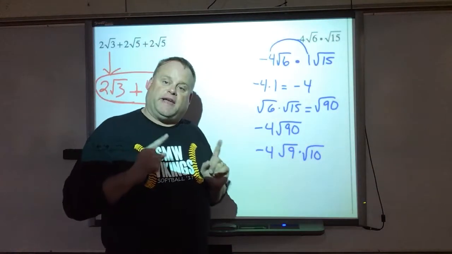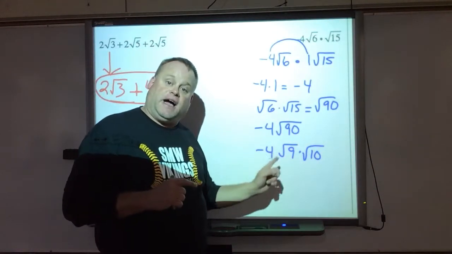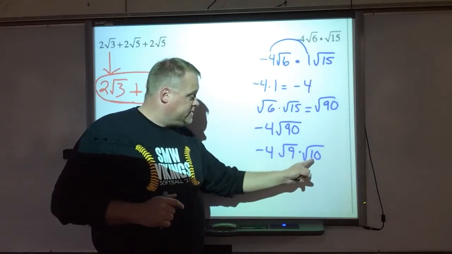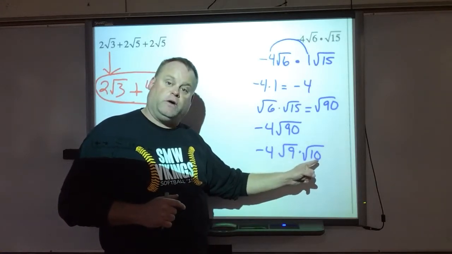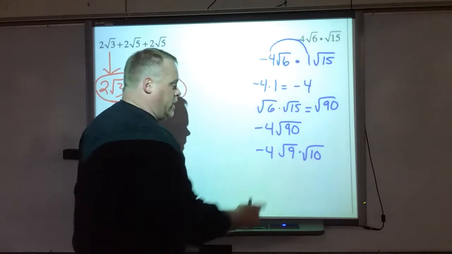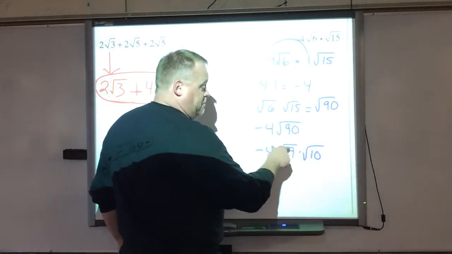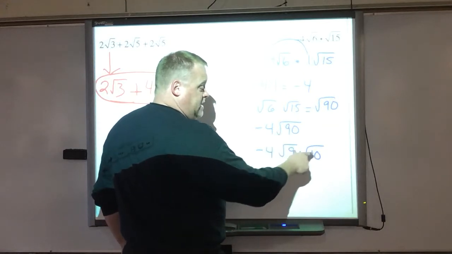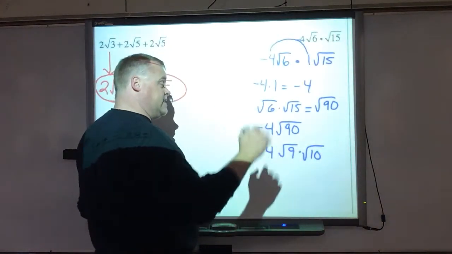Now the big question I'm going to ask myself, if I know I've done the highest perfect square, is does the 10 have a perfect square left in it as one of its factors? Well, the answer is no. So I know that this is simplified, and this is the biggest perfect square I can pull out of 90, and this is simplified as far down as I can get.